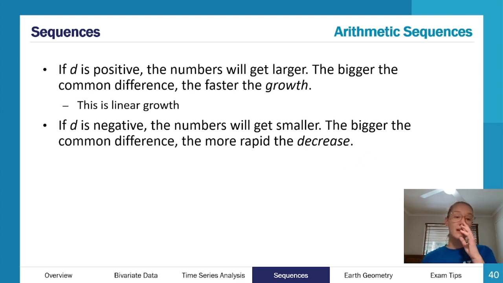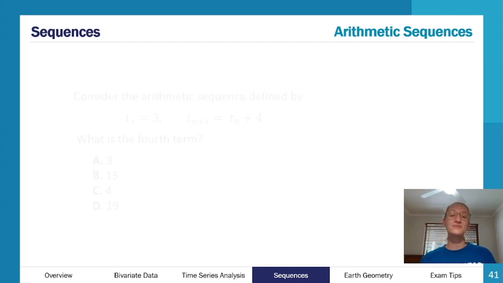On the other hand, if D, our common difference, is negative, our number will get smaller. And again, the bigger the common difference, the more rapid the decrease will be. And that's linear decay. So that's just some more terminology to keep in mind. Just like the general idea that if it's positive, it's going to keep getting bigger. If it's negative, it's going to keep getting smaller.